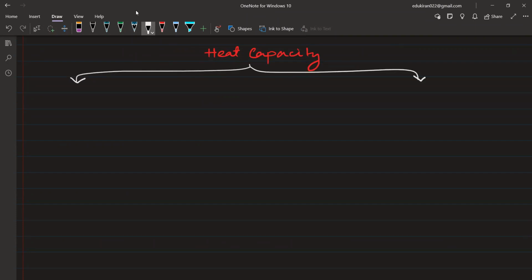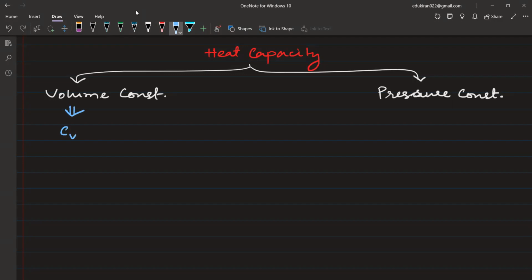We can measure the heat capacity at constant volume, or we can measure the heat capacity with pressure constant. है ना, दो ही चीज है, या तो pressure constant रखिए या तो volume constant. Now, when the volume is constant, this heat capacity is known as CV, and when the pressure is constant, it is known as CP. ठीक है, CP and this is CP.